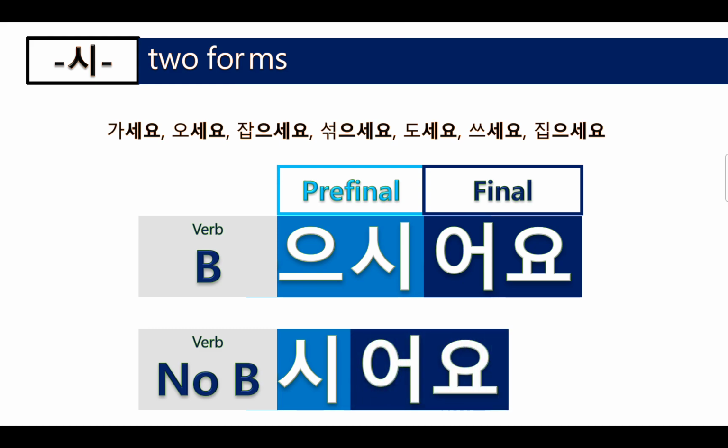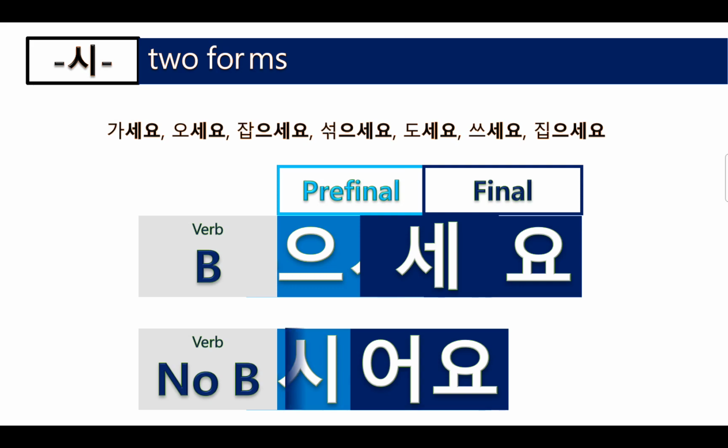And when there is 받침 or no 받침, do you remember the second step? When there is no 받침, contraction, right? So 시 together, do you remember? 세요. So with 받침, 으세요. And with no 받침, 세요. We have two forms, 으시 and 시.